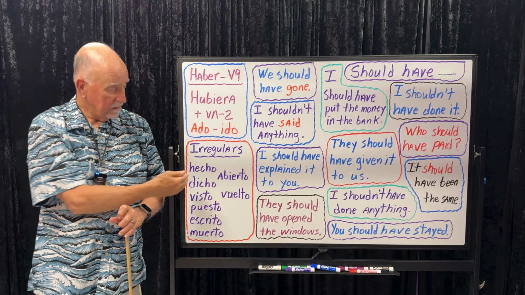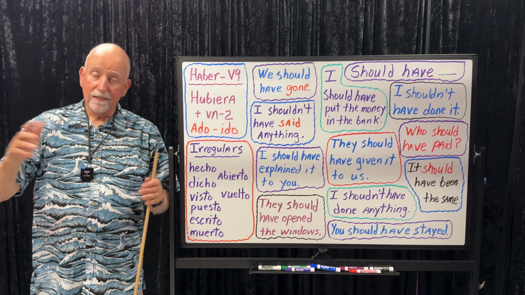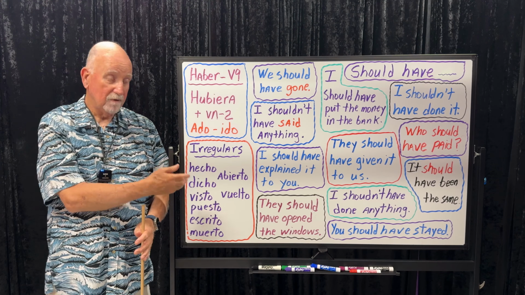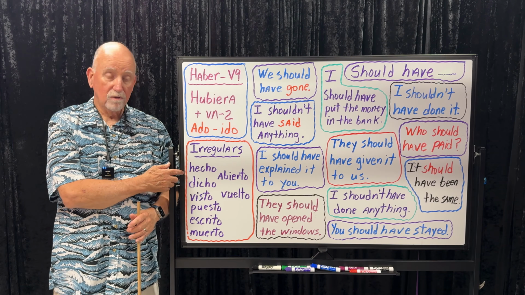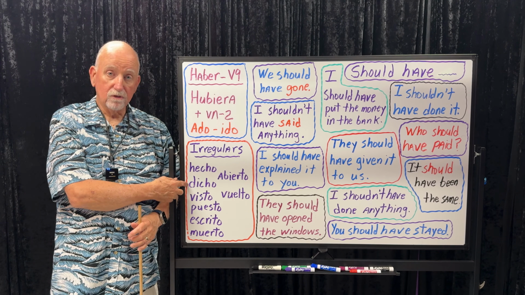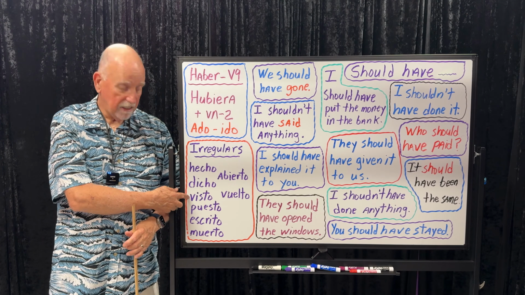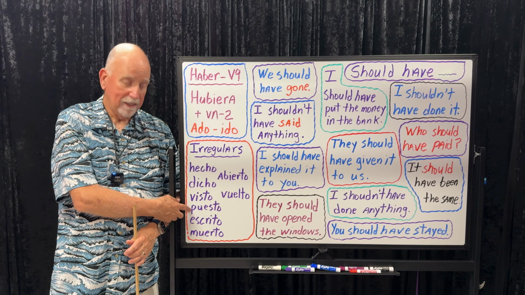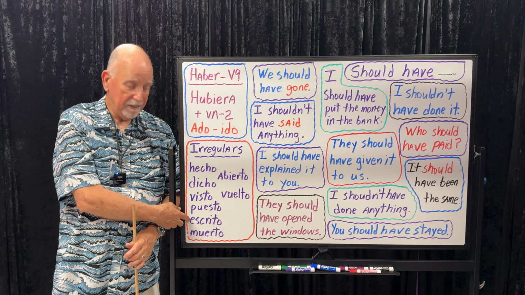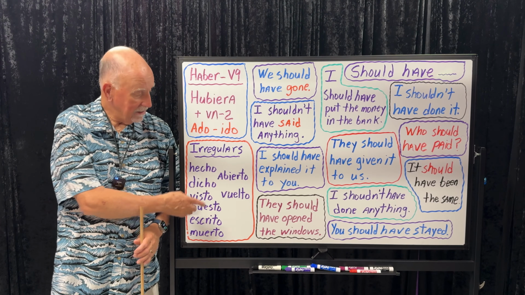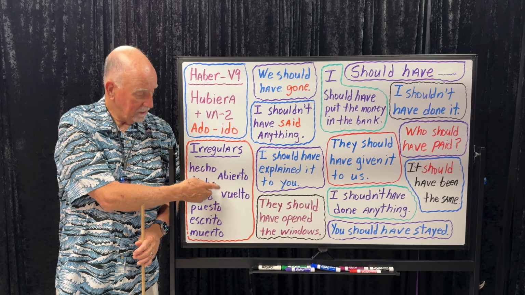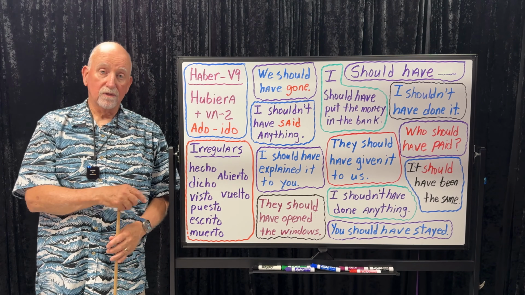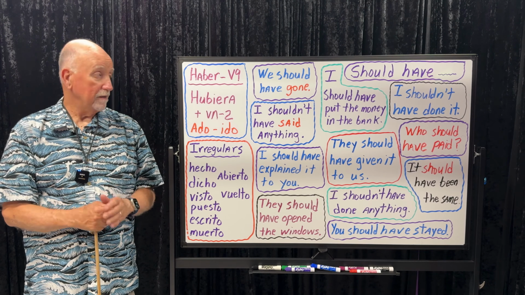These are some of the common irregulars. There are not that many more irregulars, but these are the common ones. Hecho is done or made. Dicho is said or told. Visto, seen. Puesto, put or placed. Escrito, written. Muerto, died. Abierto, opened. And vuelto, returned, like a person from point A to point B.